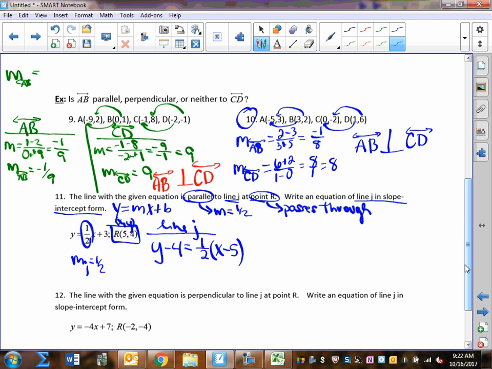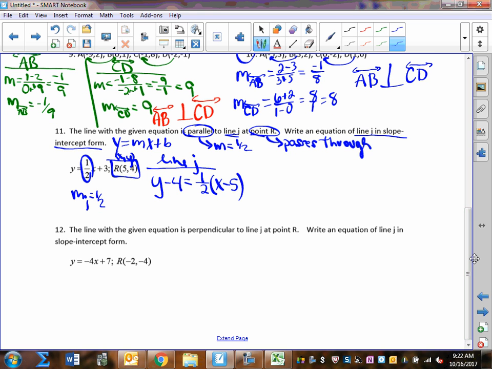Now let's go ahead and solve. Alright, so again, you can do point-slope form, or you can go back to slope-intercept. Go ahead and do whatever method you want. I'm going to finish out with this up here. I'm going to multiply to get rid of my 1/2. So multiply by 2. 2y minus 8 equals x minus 5. 2y equals x minus 8 plus 3.